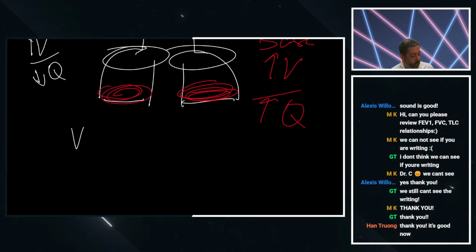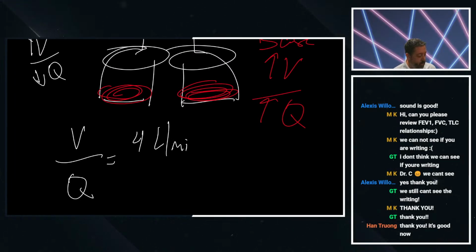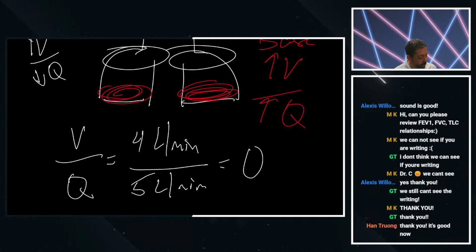So again, to review, VQ: a normal ventilation is 4 liters per minute. A normal cardiac output is 5 liters per minute. And that gives us the 0.8 that you'll see, that's our normal VQ ratio of 0.8.